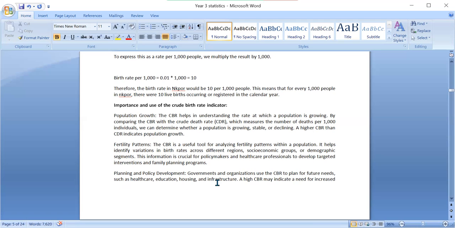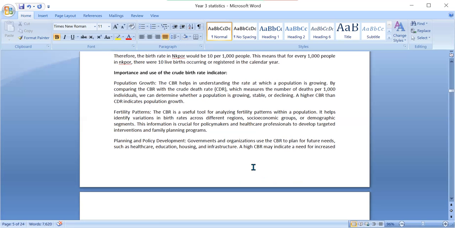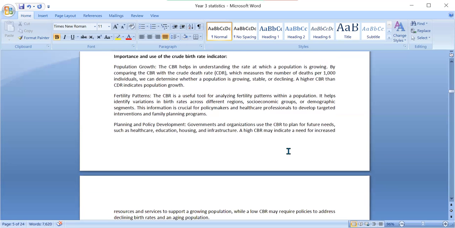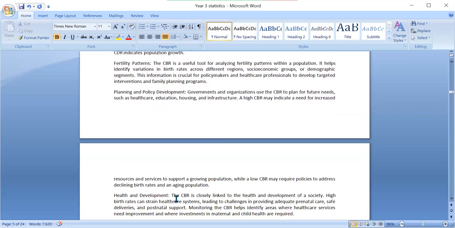Planning and policy development. Government and businesses use the CBR to plan for future needs, such as healthcare, education, housing, and infrastructure. So a high CBR indicates a need for increased resources and services to support a growing population.